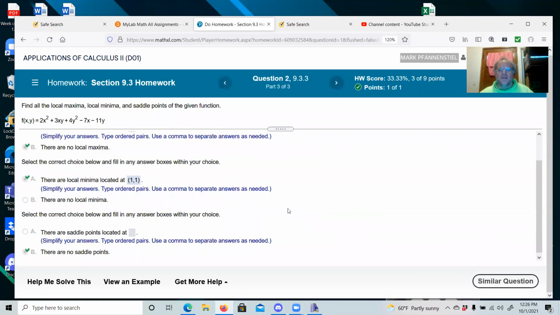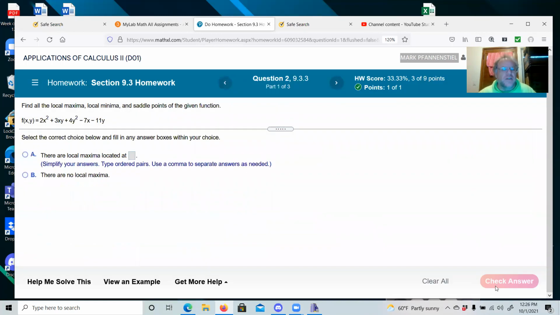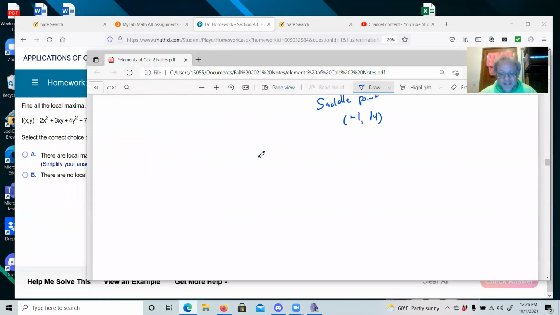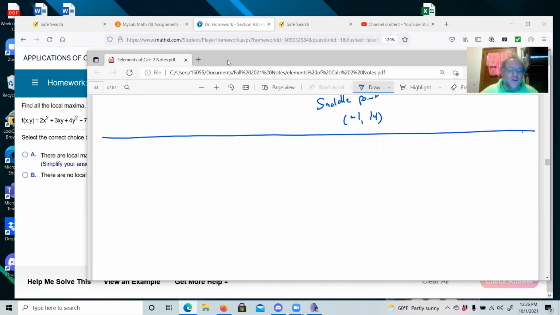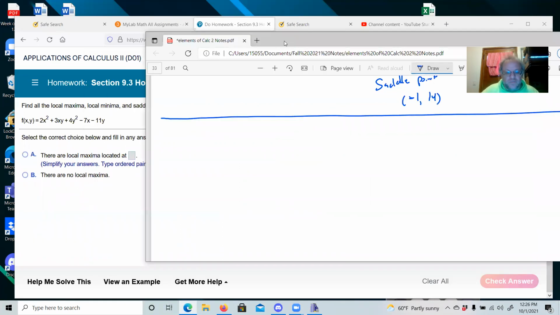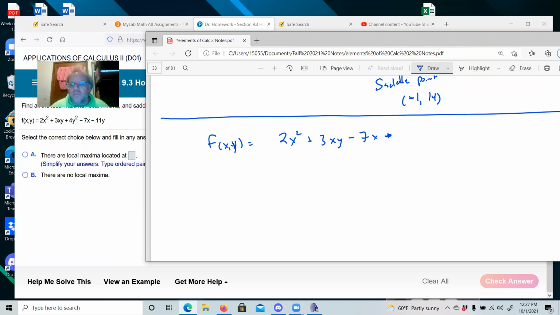Fantastic. Let's do a similar question here. So next one, set it up. We're going to do exactly the same procedure here. So here is our function. We have f of x, y equal to 2x squared plus 3xy minus 7x plus, oh no, minus. Let's erase properly here.